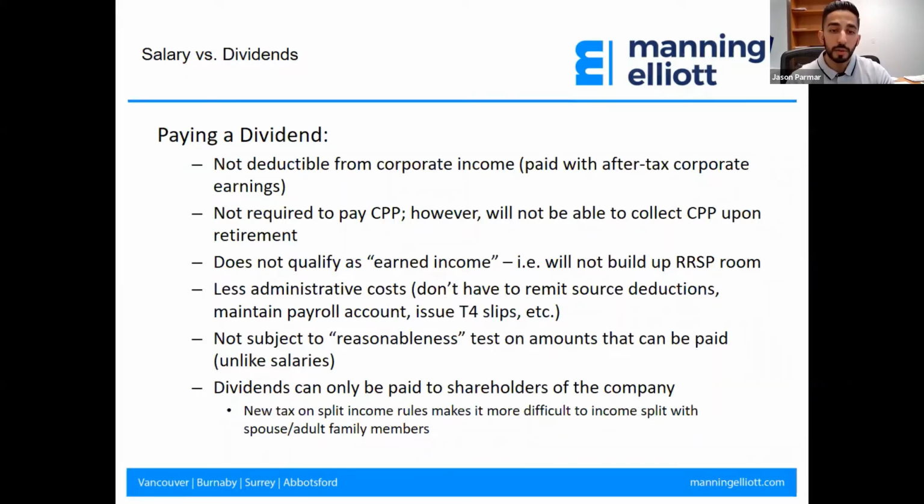And dividends can also only be paid to shareholders of the company. So if you, for example, have a spouse or an adult family member that is actively involved in the business, if they are not a shareholder, you are not allowed to pay them a dividend. Now, there are new rules that have been put in place in regards to tax on split income that make it a bit more difficult to income split with your spouses or your adult children. These rules are fairly complex, so we do advise that you get in touch with us so we can better analyze your specific situation.